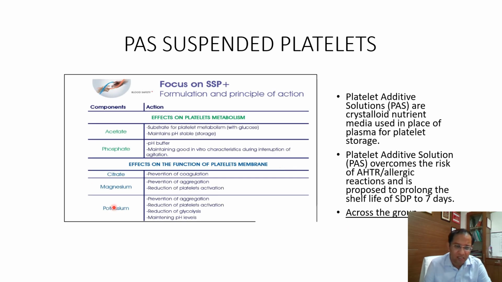So what are these electrolytes? You have sodium, chloride, acetate, phosphate, citrate, magnesium, and potassium. They all have different roles and different formulations, but generally it is to maintain the pH buffer and prevent coagulation or platelet activation, because once the platelets are activated, obviously they cause aggregation. So PAS suspended platelets are generally a 70:30 ratio. You suspend in the PAS solution, and that helps. How? Your plasma is gone, and whatever the problems associated with the plasma are also gone.